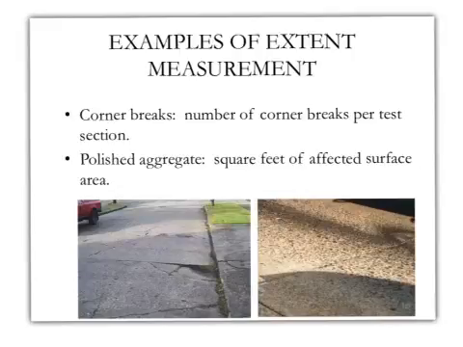When it comes to polished aggregates, as you could see in this picture, it will be measured by the square feet of affected surface area. For example, if I have a section that has 100 square feet, and I go to the field and see polished aggregate, I measure the affected area, and let's say it was 10 square feet, so the extent here is 10%.